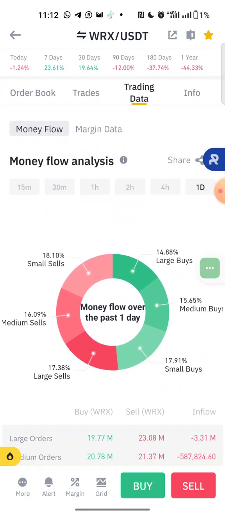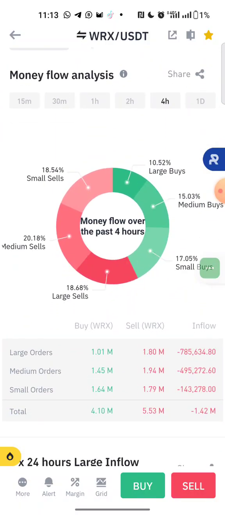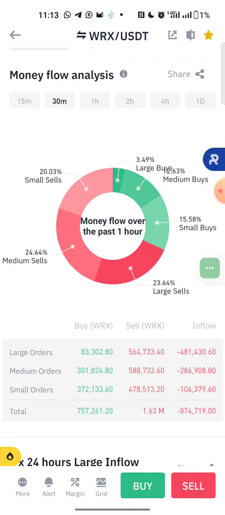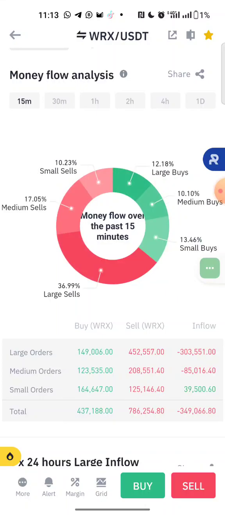How is money flowing? You see, in 1 day, the sellers are dominating. In 4 hours, the sellers are still dominating. In 2 hours, the sellers are still dominating. In 1 hour, the sellers are still dominating. In 30 minutes, it means that this coin might still be going down. So when they have oversold, that's when you are planning to come into this particular trade.